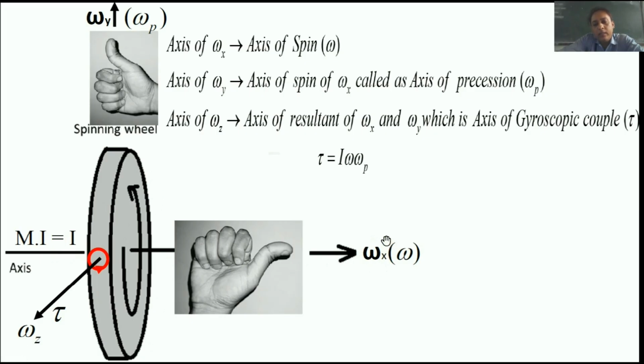And about that, the angular velocity is omega x. Suppose it is named as omega. And about the x-axis itself, the moment of inertia is, say, I. I is the moment of inertia of this wheel.